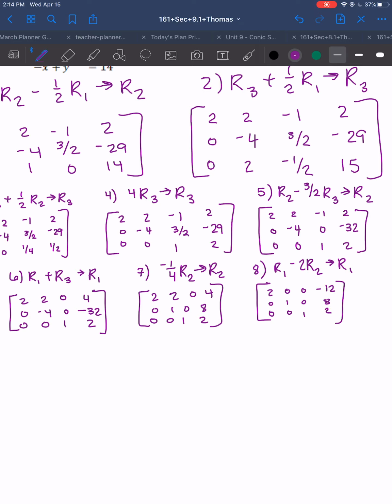And here you could solve if you wanted, but I am going to get that last 2 to become a 1. So I'm going to have 1/2 R1 and put that in R1. So I'm going to have 1, 0, 0, 0, 1, 0, 0, 0, 1, -6, 8, and 2. So my ordered triple is -6, 8, and 2.